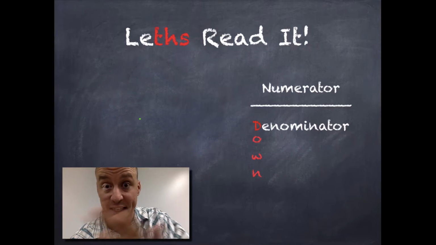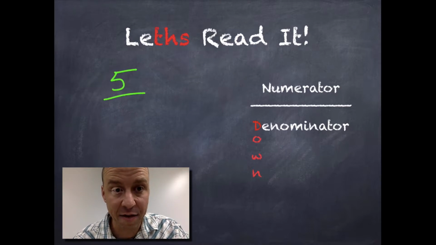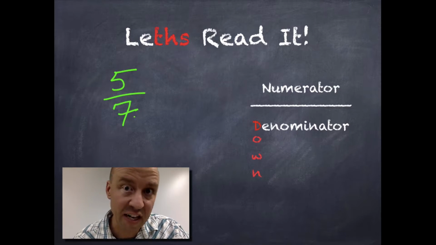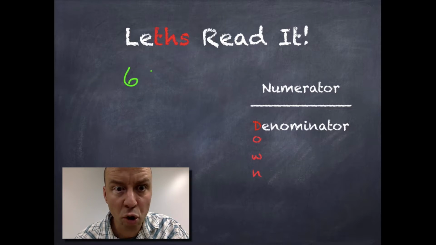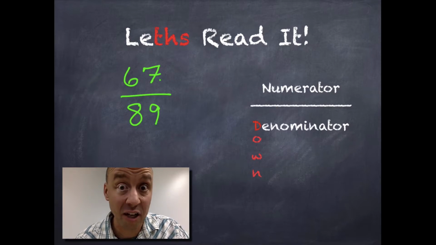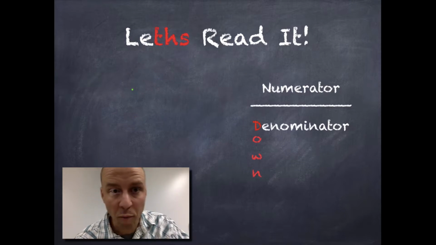3/4ths. Let's practice with a different one. Here's one. Let's see, 5/7ths. Right, again, we say the numerator, and then we say the denominator with a th at the end. Let's do a bigger one. What? This rule goes all the way up to huge numbers? Yeah, it goes all the way up to huge numbers. Let's read this one. 67/89ths.